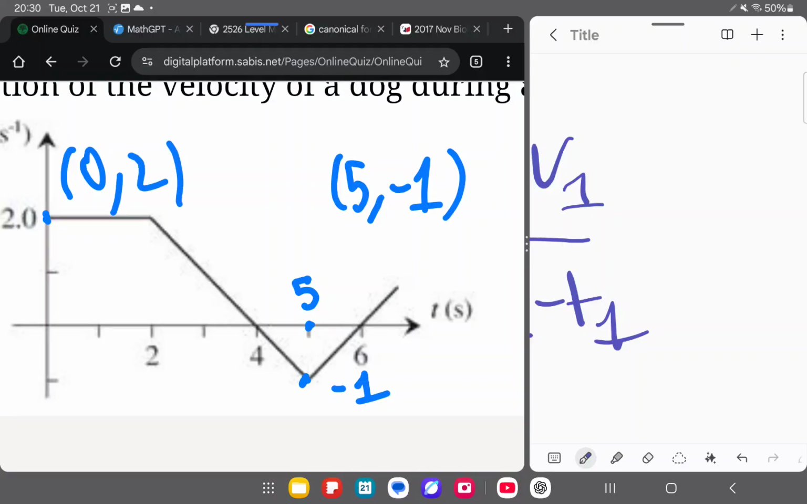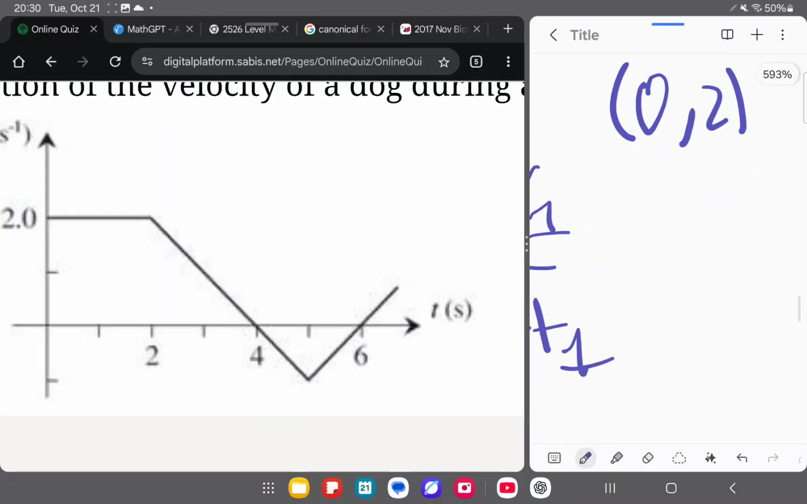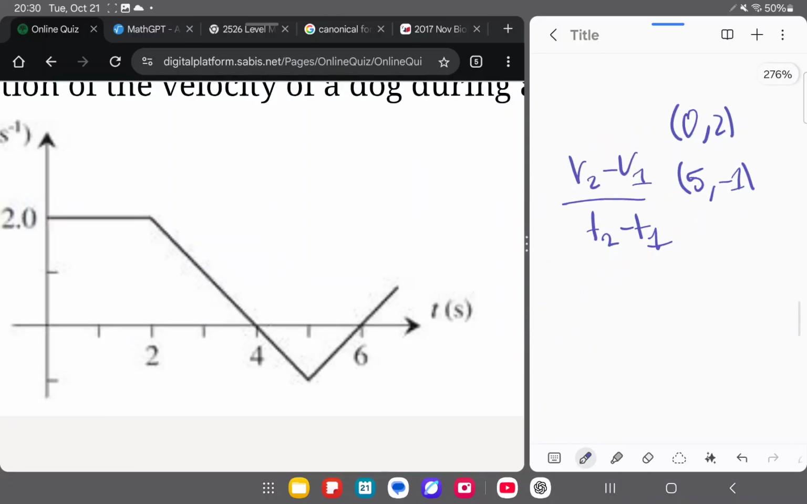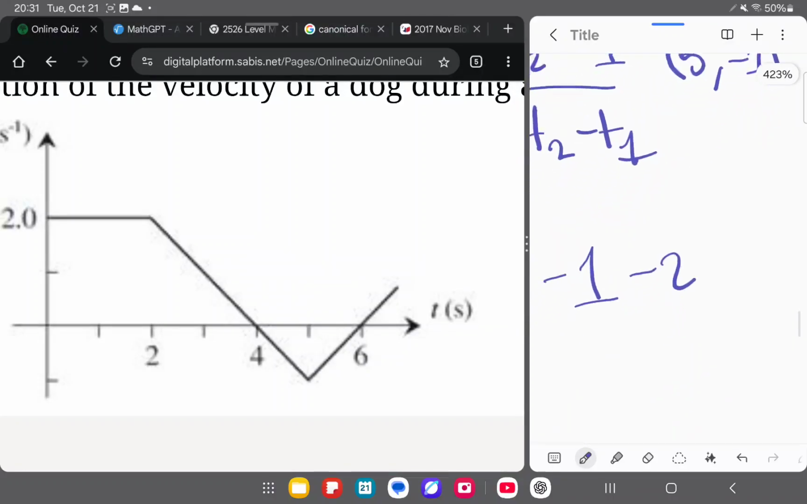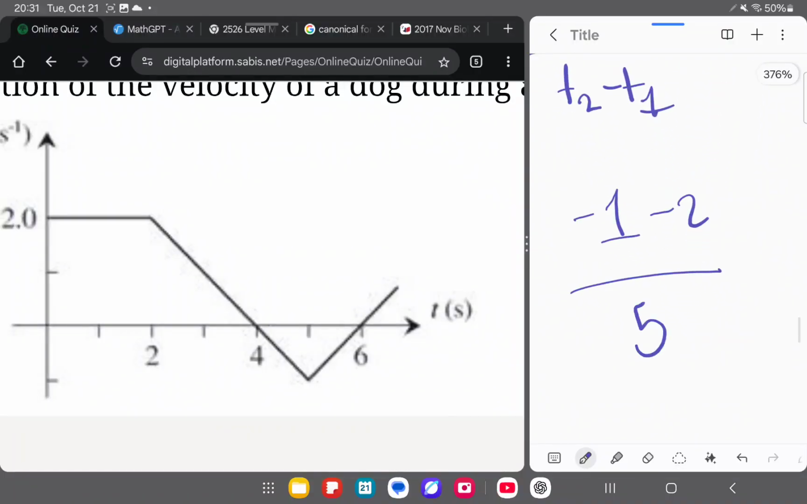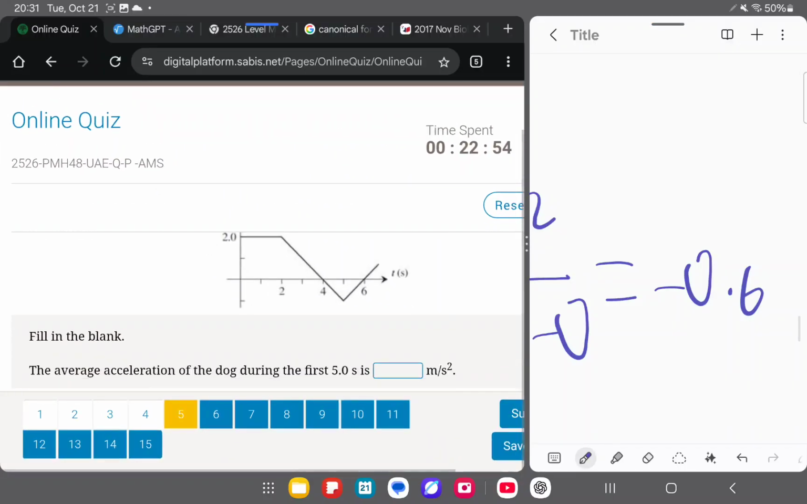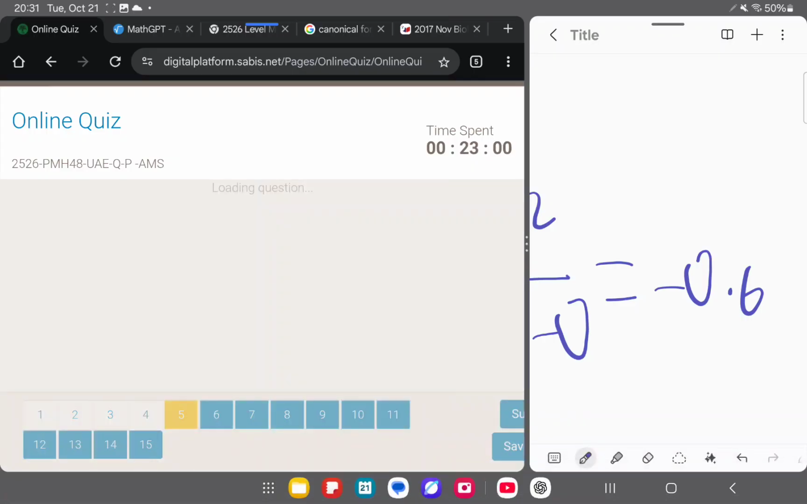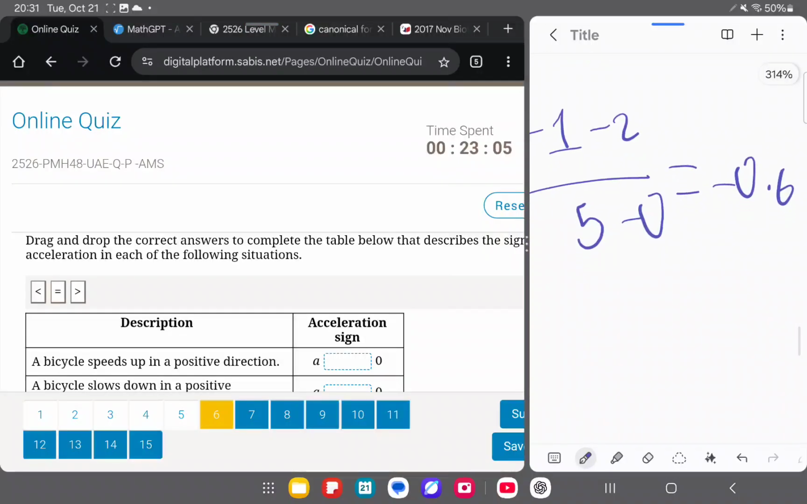So now we use these coordinates. We'll write them down over here: 0, 2, and 5, minus 1. Then we'll set them up. V2 is minus 1, V1 is 2, over T2, which is 5, minus 0. So minus 3 over 5, which is minus 0.6. They're asking for the average, so it's going to be minus 0.6. There's our average acceleration. It's not really accelerating, it's decelerating. But yeah, now I have the idea.